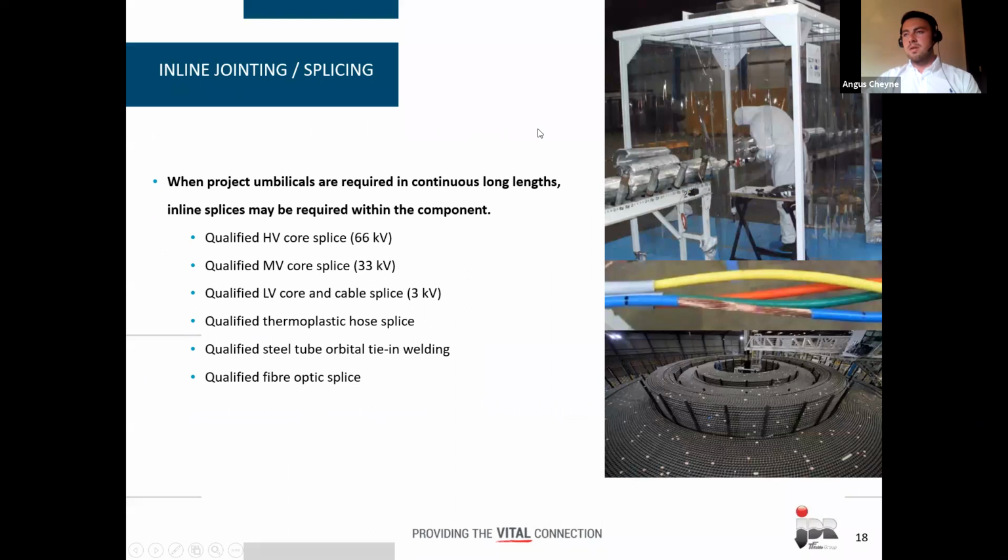And just finally on this, I've noted a few times that if you have a larger component, it reduces the manufacturable length, and therefore you need more splices. A splice is where we have a long project umbilical length, and we need to have splices of the individual components in order to achieve the overall umbilical length. So at JDR, we've got qualified splices for all of our internal components here.